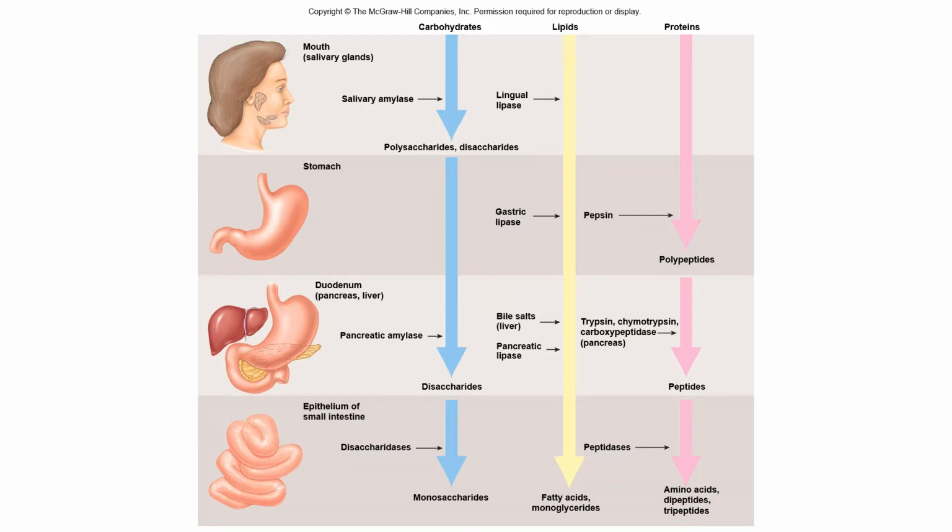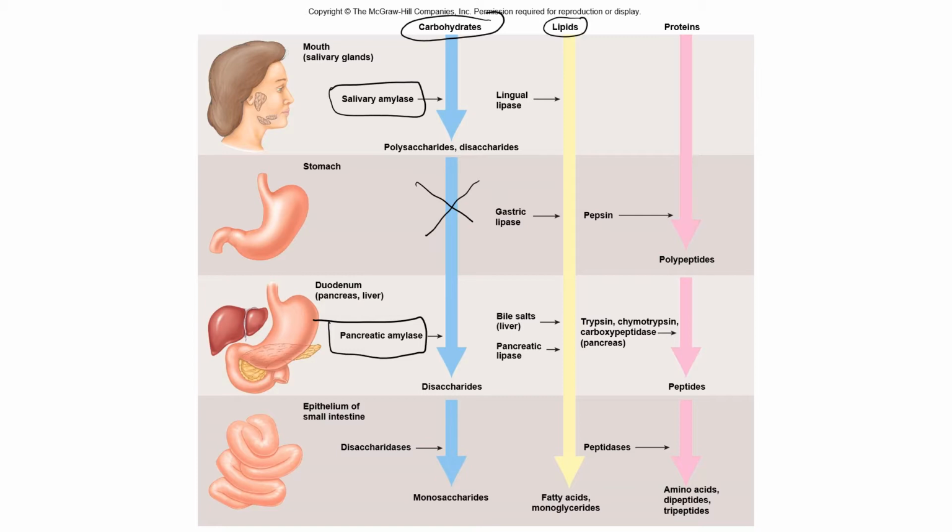An overview of digestion shows that carbohydrate digestion begins in the mouth via the action of salivary amylases. Carbohydrate digestion will stop in the stomach because the hydrochloric acid of the stomach will break down the salivary amylases. Digestion of carbohydrates will pick up again in the duodenum via the actions of pancreatic amylases. The broken down carbohydrates in the forms of disaccharides and monosaccharides will be absorbed by the epithelium of the small intestine.